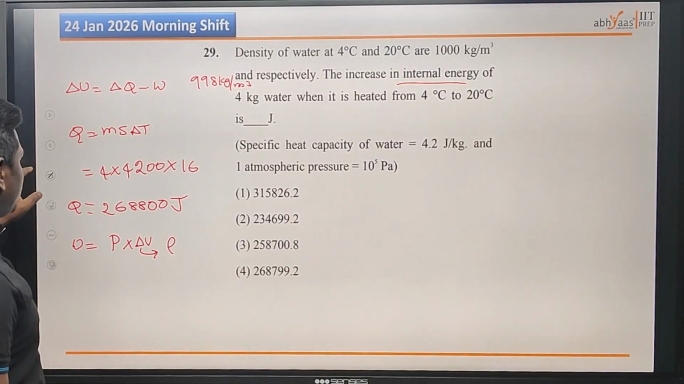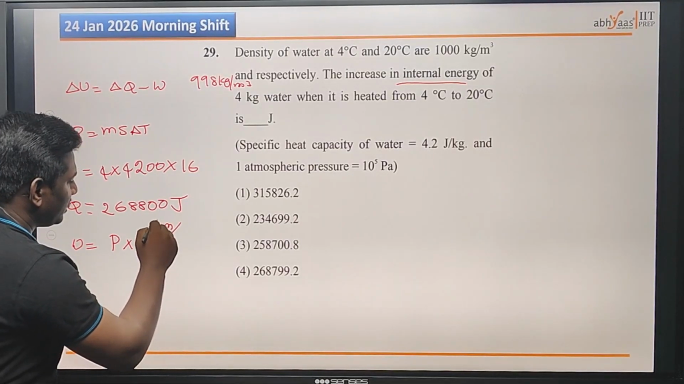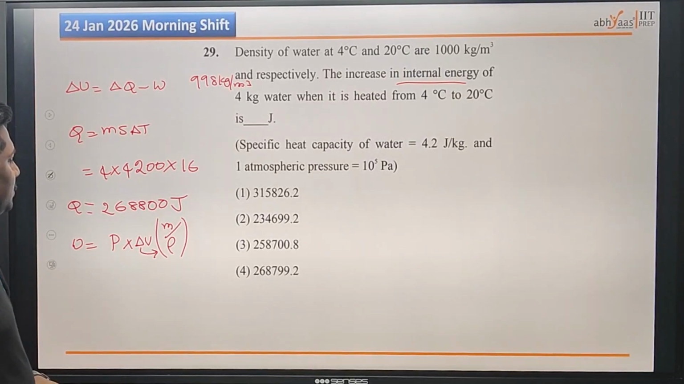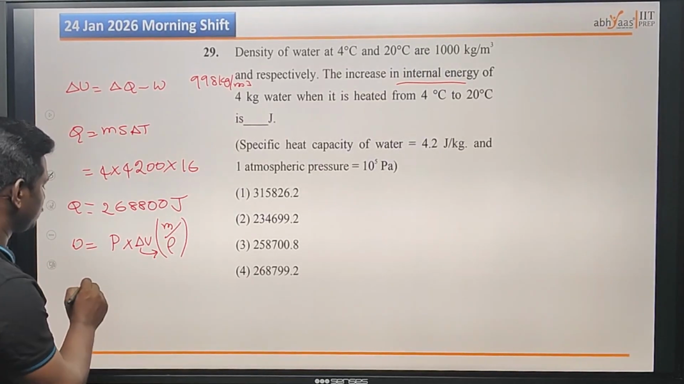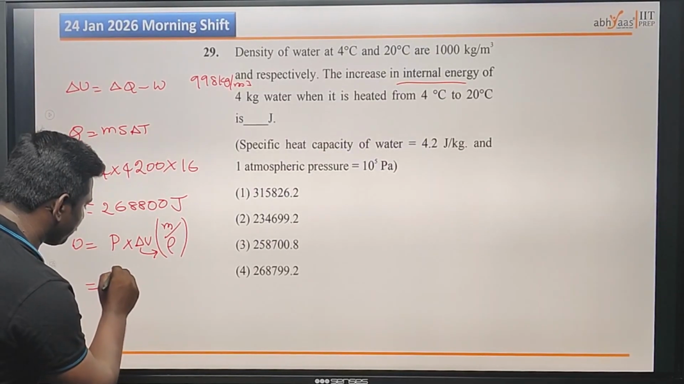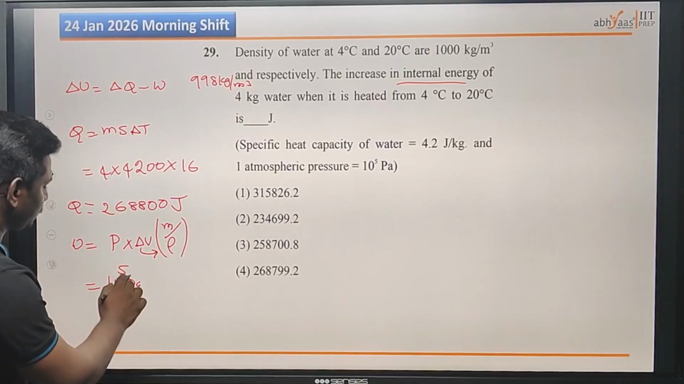So just wait. Mass by density is nothing but volume. Pressure they have given already: pressure is 10 to the power 5 pascals. I am not writing pascal here.